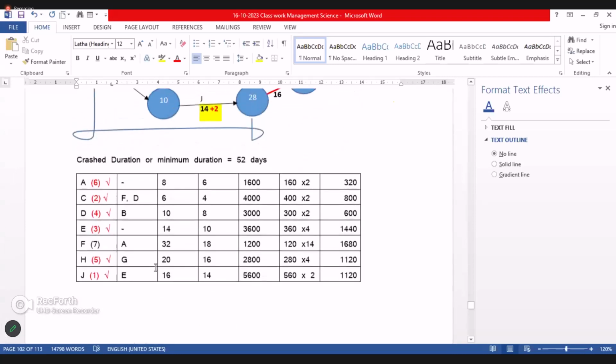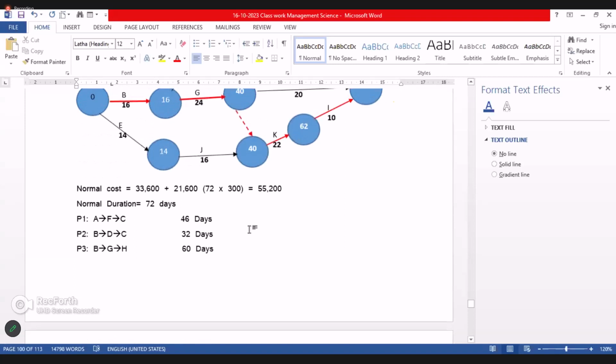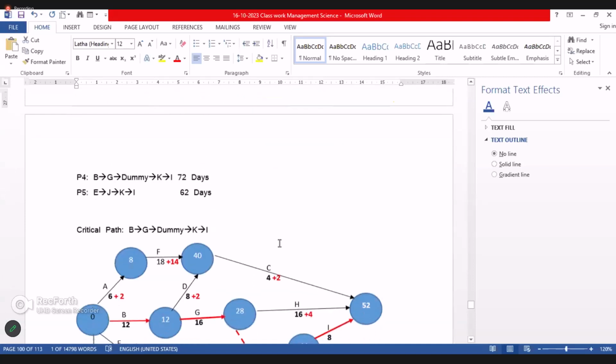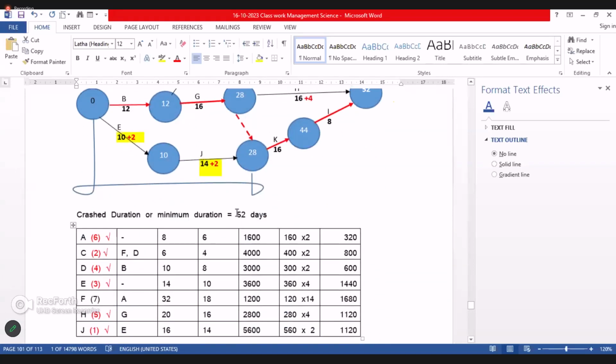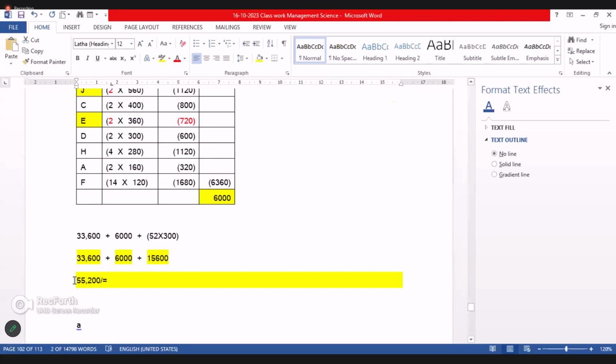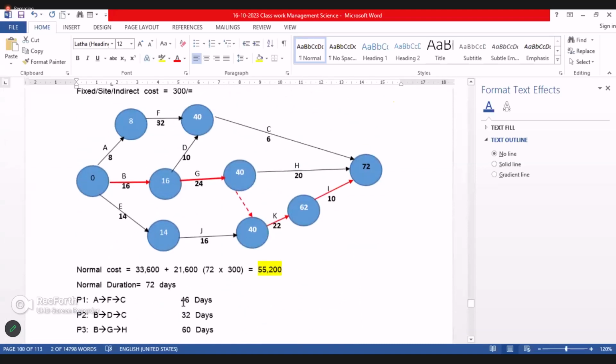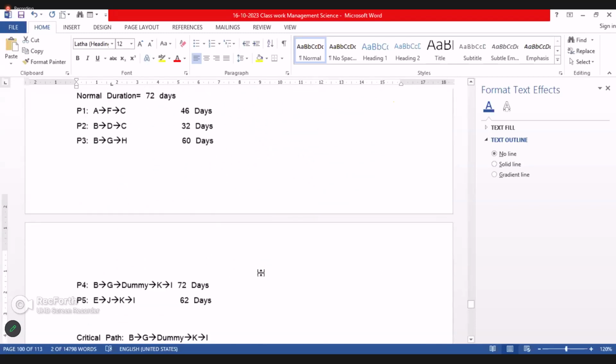So the normal duration is 72 days. Normal cost is 55,200. Crash duration 52 days. Its associated cost is 55,200. Both are the same. You see that? Both are the same. Right?